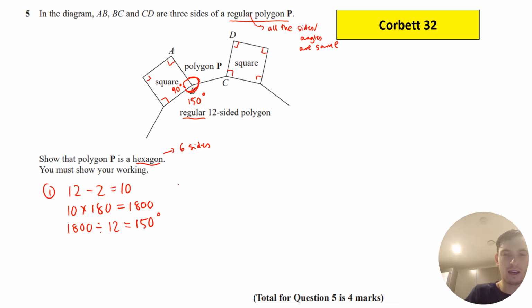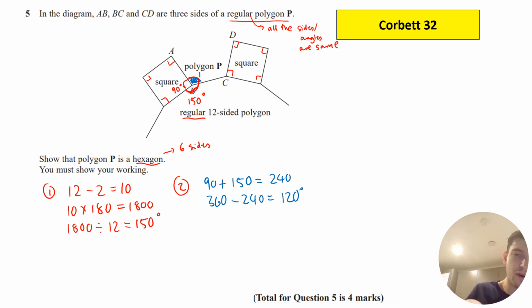So now I think I can work out, step 2, let's just change pen color here, what this blue angle is here. And I've got angles around a point, which I know sum to 360. So I'm going to do 90 plus 150, which is 240, and then 360 minus that, which is 120. So I know that this angle here, this blue angle in polygon P, is 120.